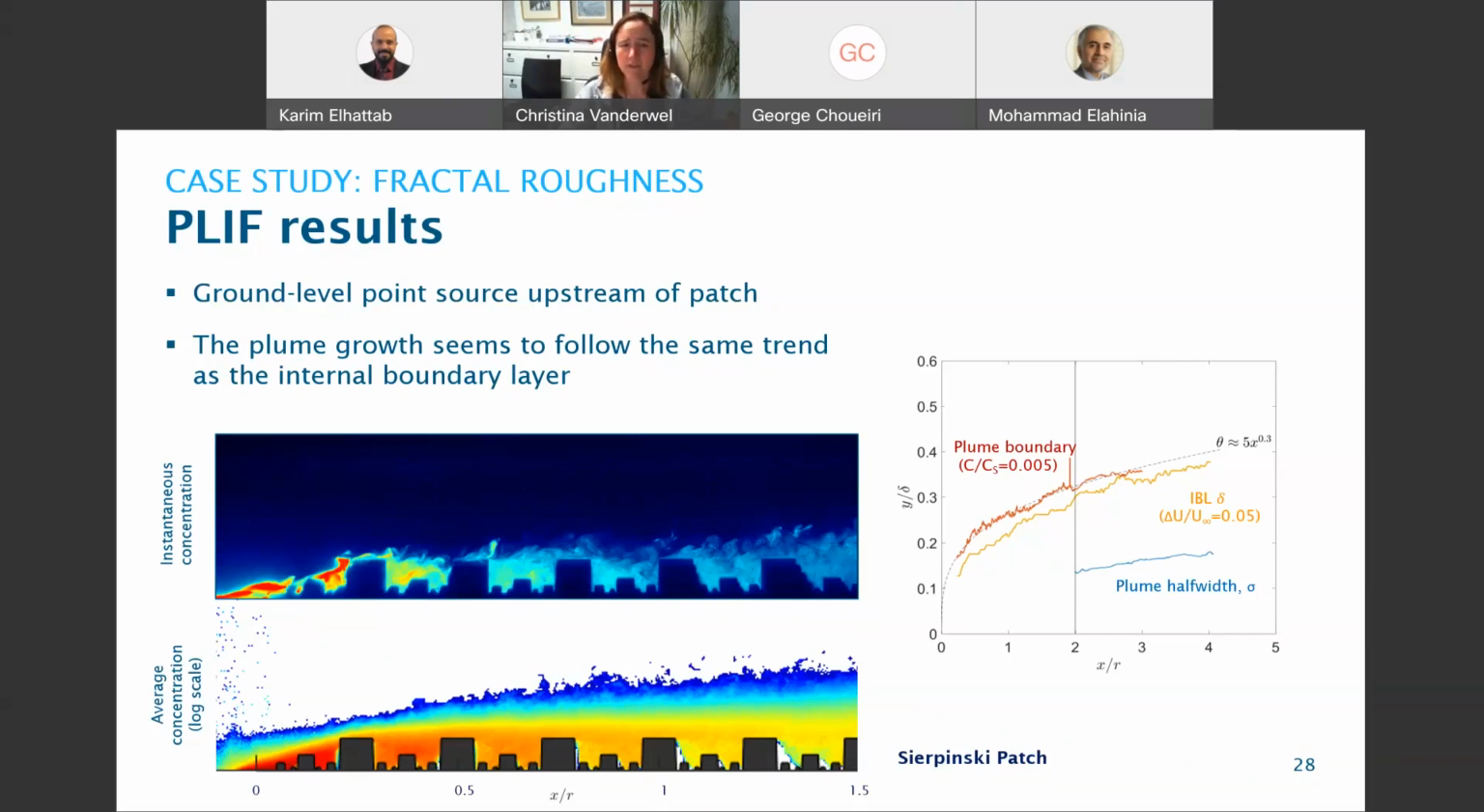And so that's actually good news because there are quite a number of models for how internal boundary layers develop in turbulent flows over roughness, and not so many models about how the concentration reacts. So that is giving us good food for thought for developing our future studies and linking those two variables together.